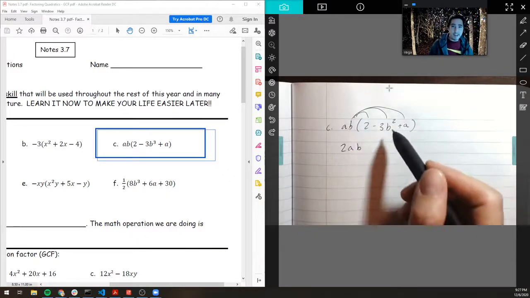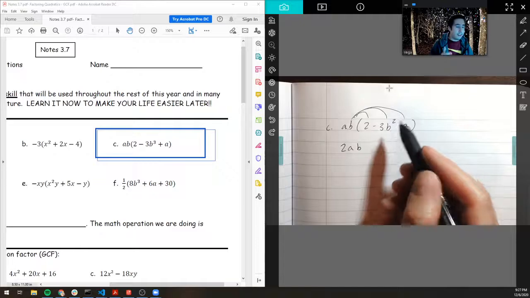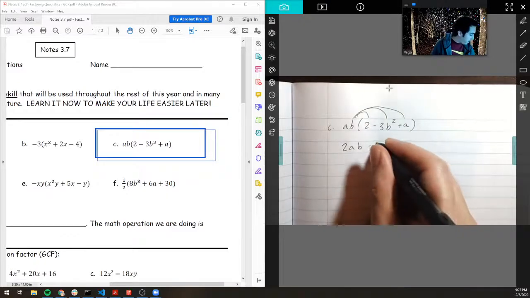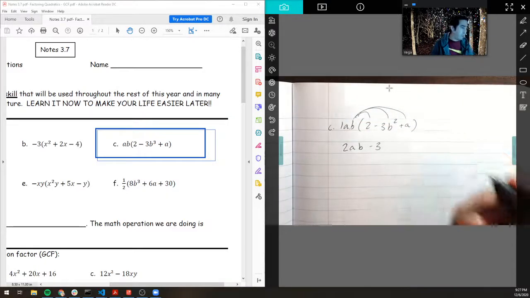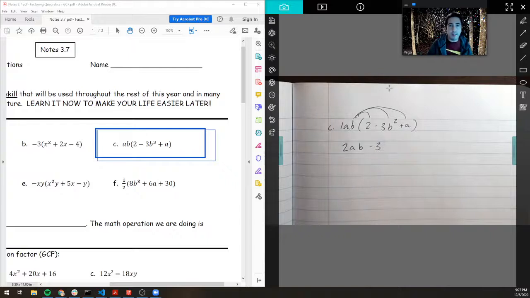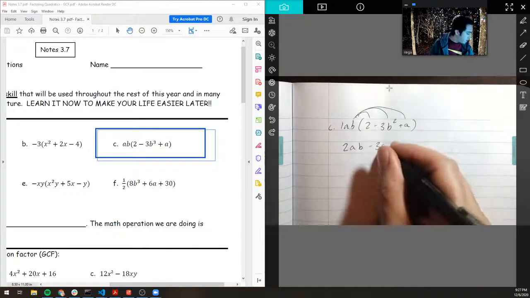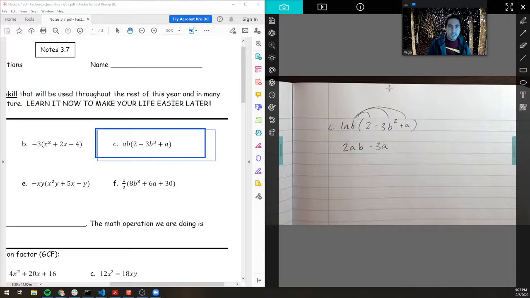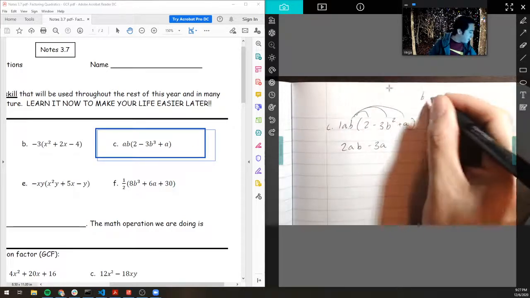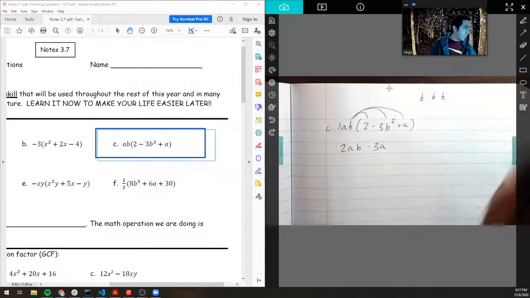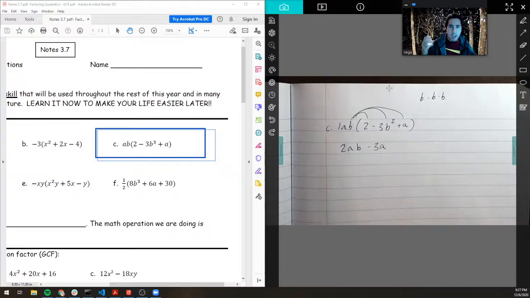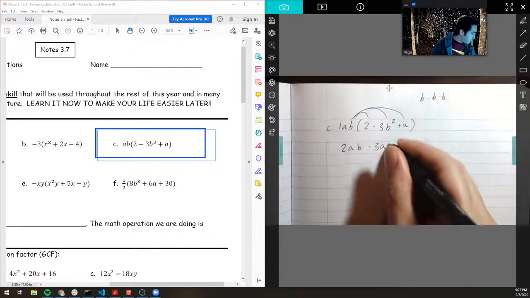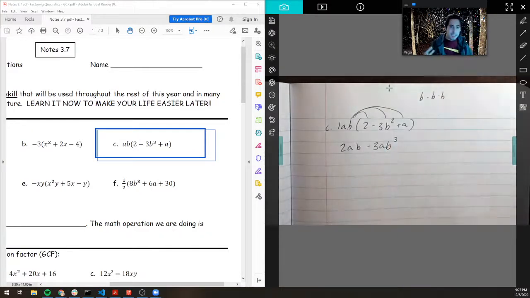ab times negative 3b squared, it's going to be negative 3, right? Because really it's 1ab. We don't write the 1, but you can think of the 1 there. 1 times negative 3 is negative 3. There is no a there, or it's just 1, so a times 1 is a. b times b squared is really b times b times b, that's just b cubed, right? b squared, b cubed.